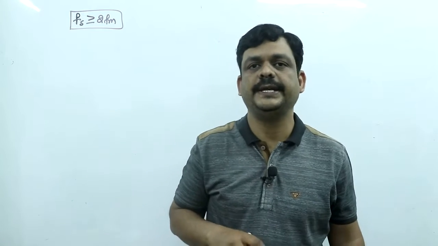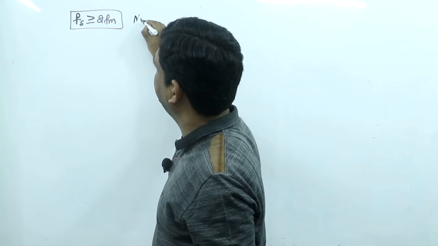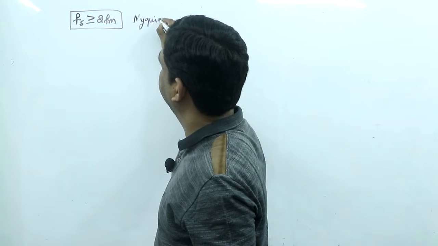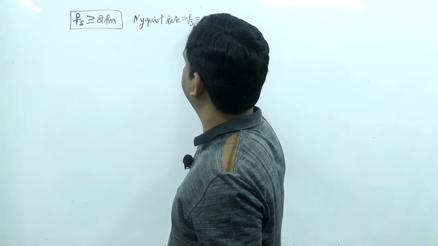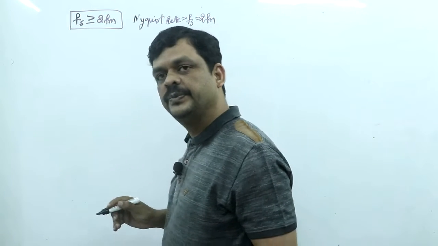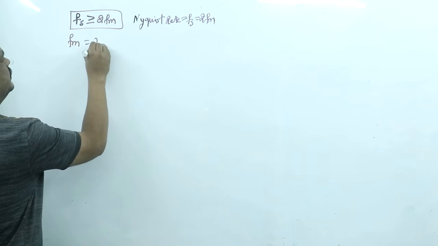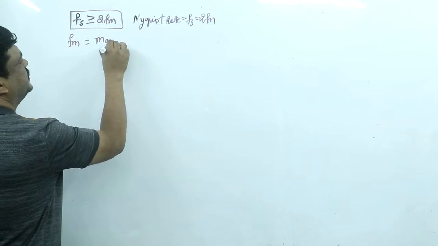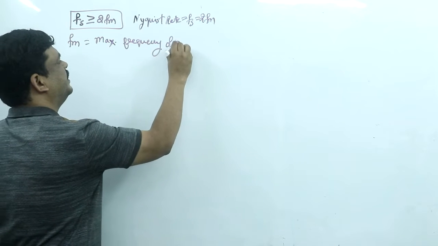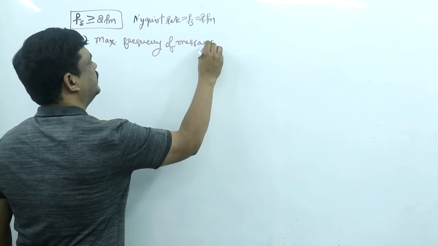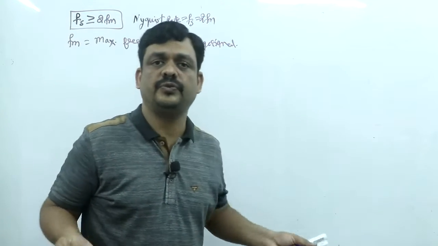The minimum sampling rate is called the Nyquist rate. So the Nyquist rate is Fs equal to 2 into Fm. Here Fm is the maximum frequency of the message signal. So to find the Nyquist rate, or the sampling rate, we always have to find the maximum frequency of the message signal.